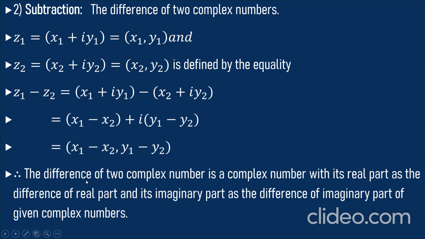So the difference of two complex numbers is a complex number with its real part as the difference of the real parts and its imaginary part as the difference of the imaginary parts of the given complex numbers.